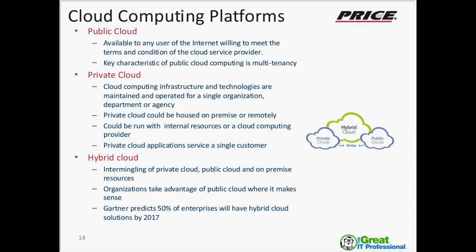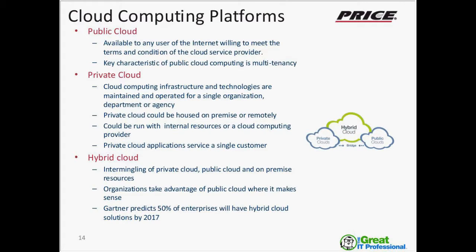So there are various platforms that one might move into the cloud on. The public cloud is available to anybody on the internet willing to meet the terms and conditions of their cloud service provider. A key characteristic of public cloud computing is multi-tenancy, meaning that you are running an application and storing data in a space that other people are also occupying. And while virtualization creates separate environments, the issue of multi-tenancy is one that concerns some cloud consumers.